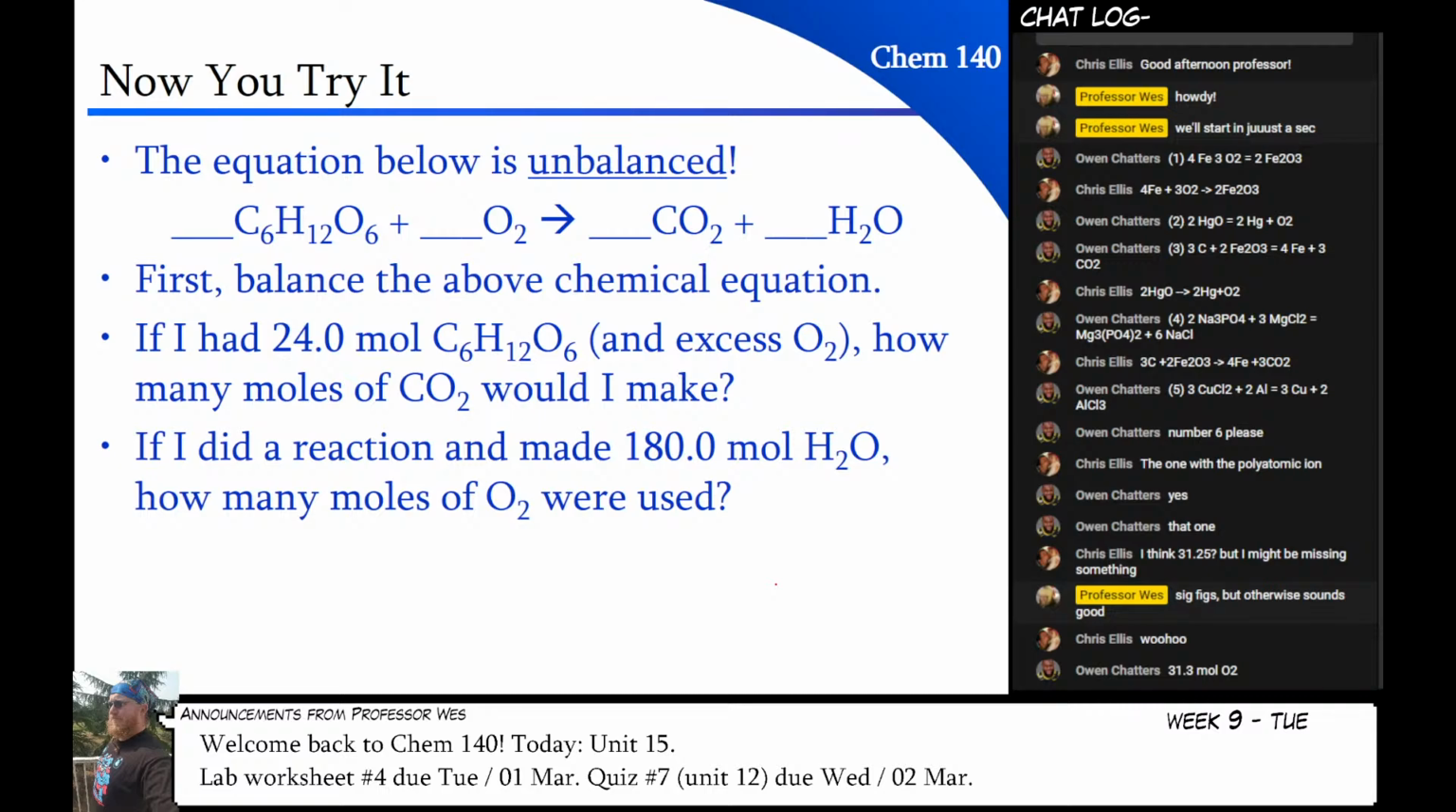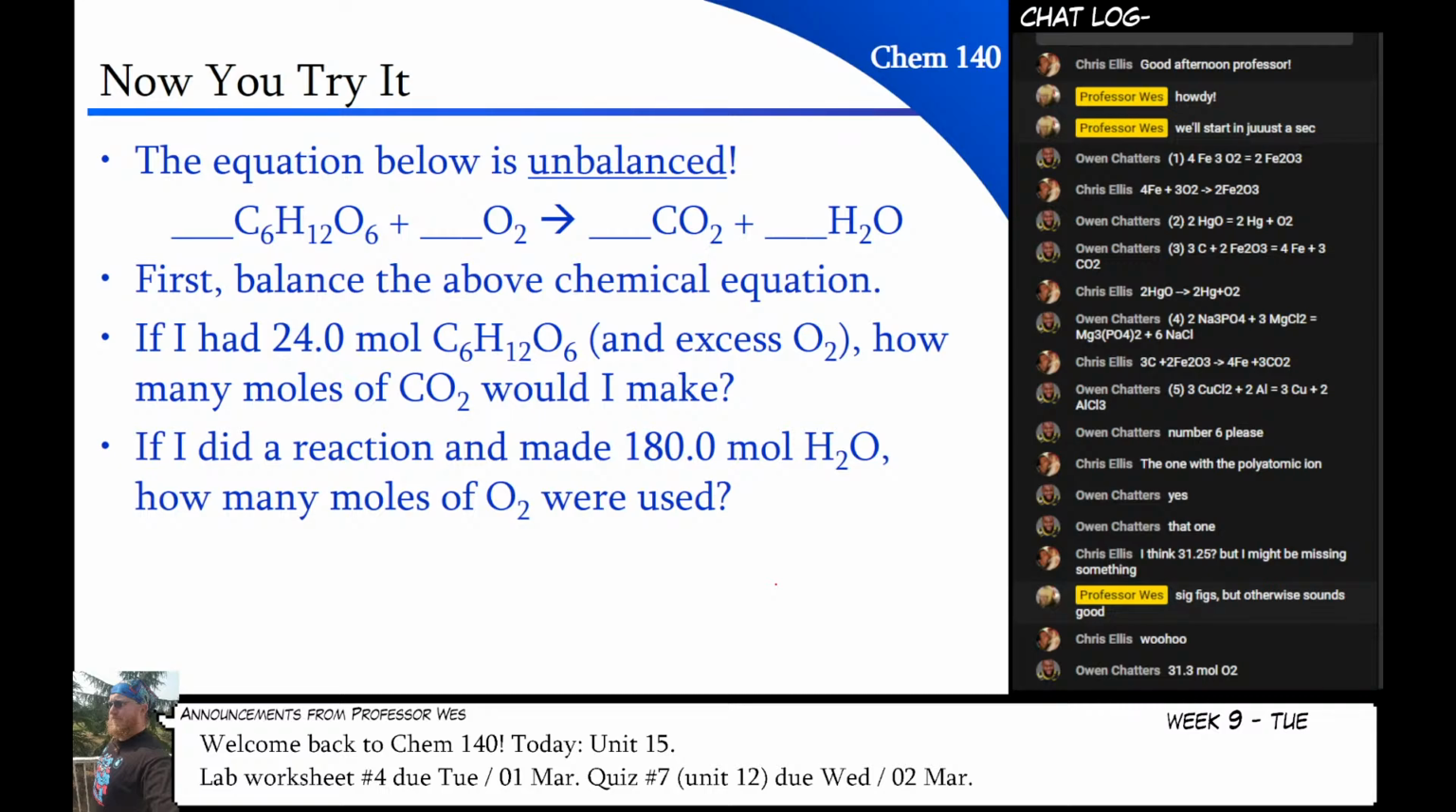Hey, guess what? I don't balance your equations for you all the time anymore now. So what you need to do is first balance my equation. This is the combustion of glucose. This is what your body does to consume sugar. It reacts with oxygen and you produce CO2, which you exhale, and H2O, which your body just uses in other places because you need water all over the place.